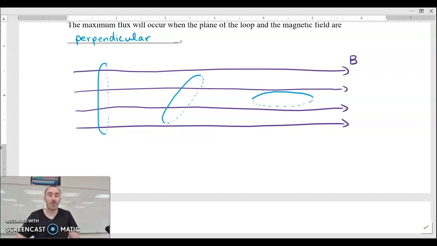okay, there's our loop. Perfectly parallel to the field. When the loop is parallel to the field, we get no flux, right? Because there's no amount of field that's actually going through the loop. So here's our situation. Here we have our field is perpendicular to the area, or perpendicular to the plane of our loop, and so you get the maximum amount of flux.